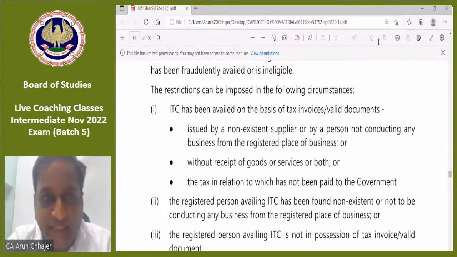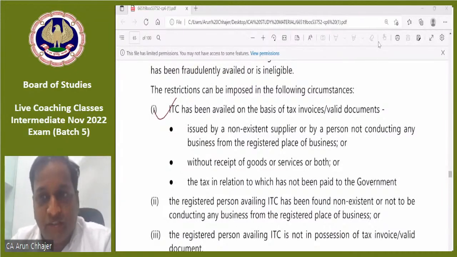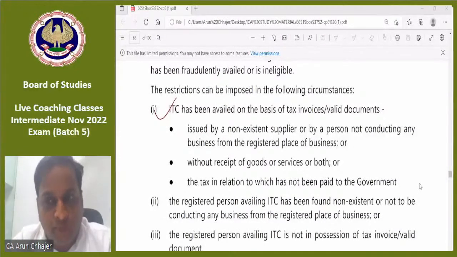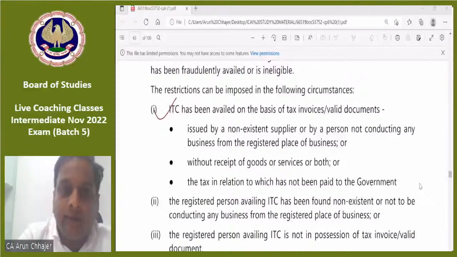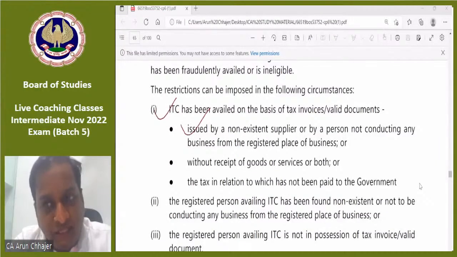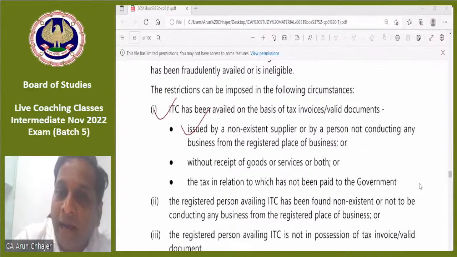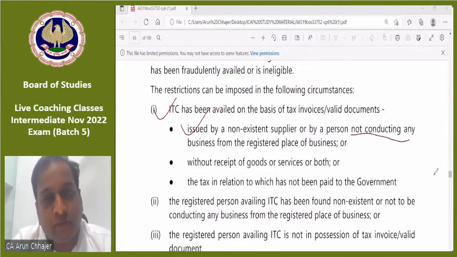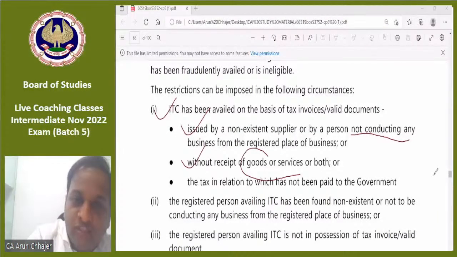The first, ITC has been availed on the basis of the tax invoice or valid document issued by a non-existing supplier. So I can say that actually the supplier is not doing the supply, and is only involved in fake invoicing, or by a person not conducting any business from the registered place, without receipt of the goods or services or both.